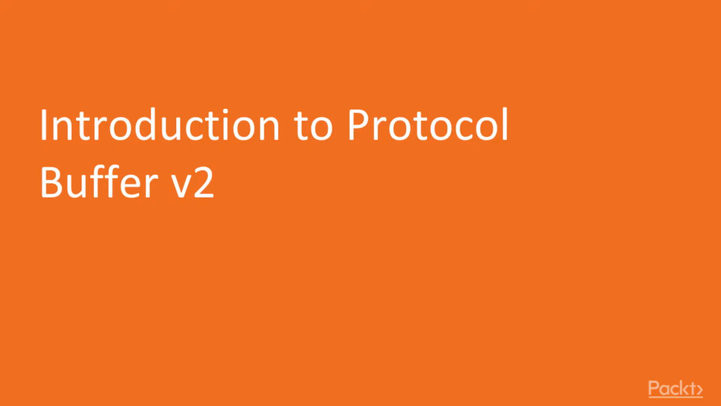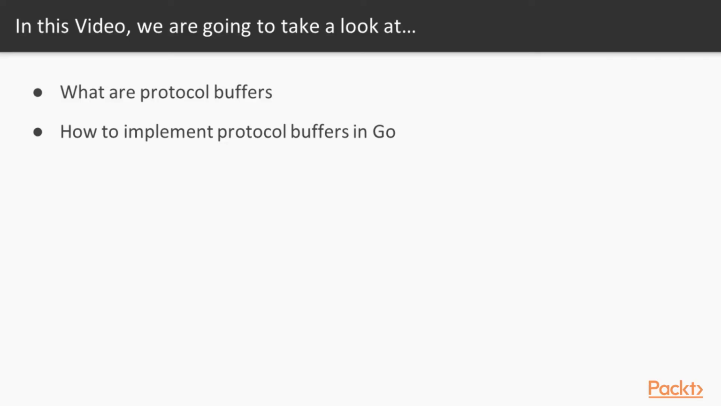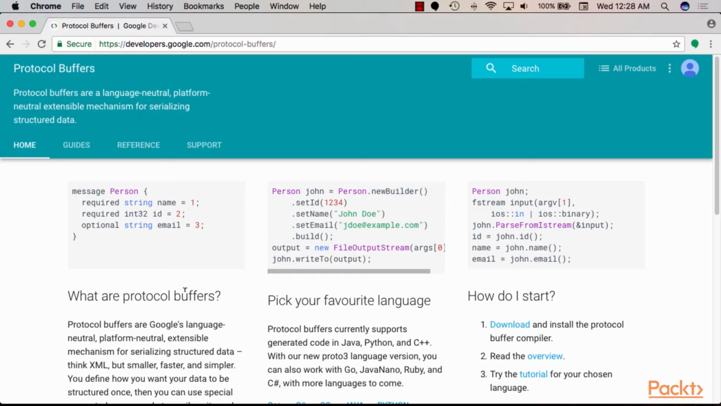In this video, we will discuss protocol buffers version 2. Protocol buffers is the name of a very popular serialization technique used in applications where efficiency and performance is important. We will start this video by defining protocol buffers. We will explore how to implement protocol buffers in the Go language. Let's get started. So what are protocol buffers?